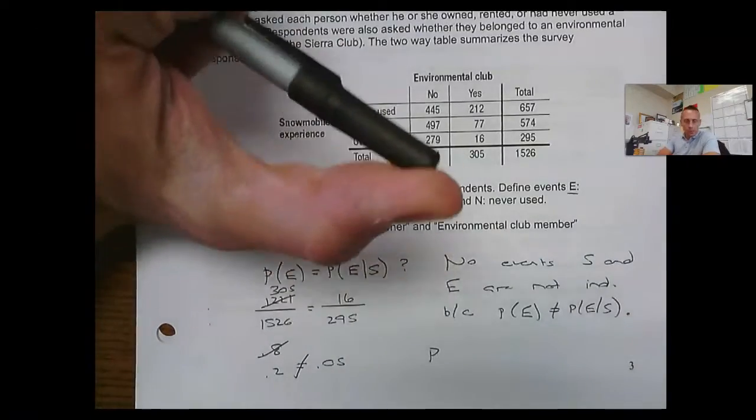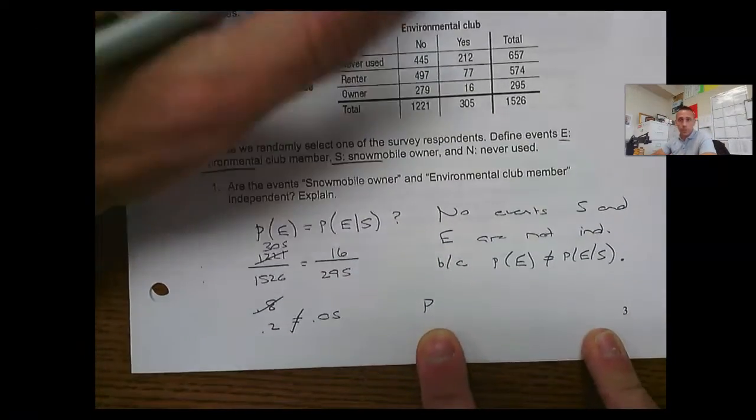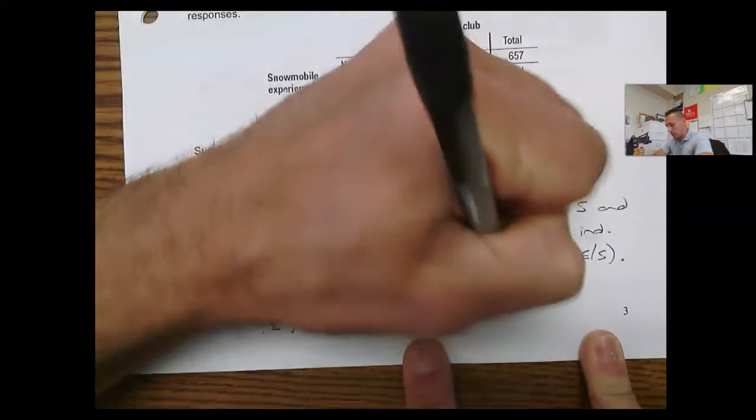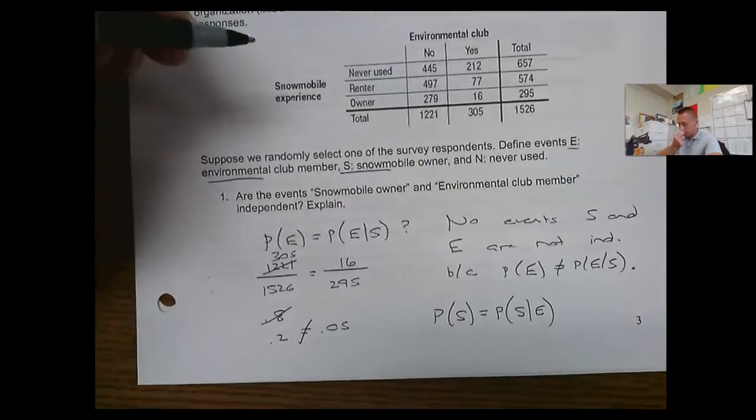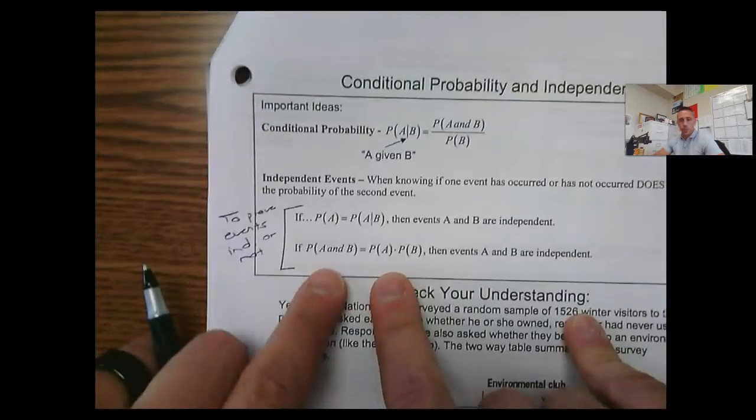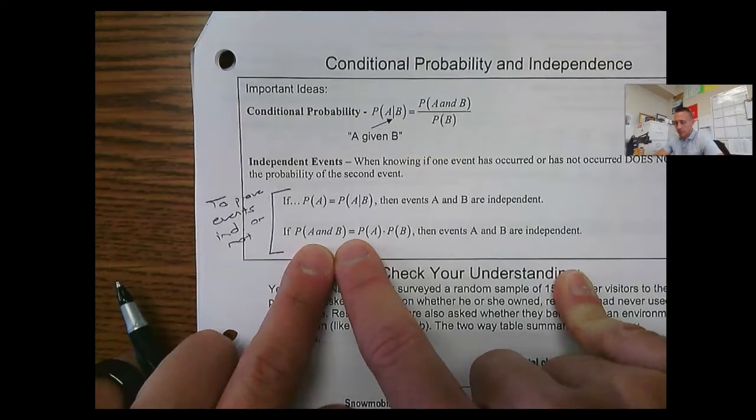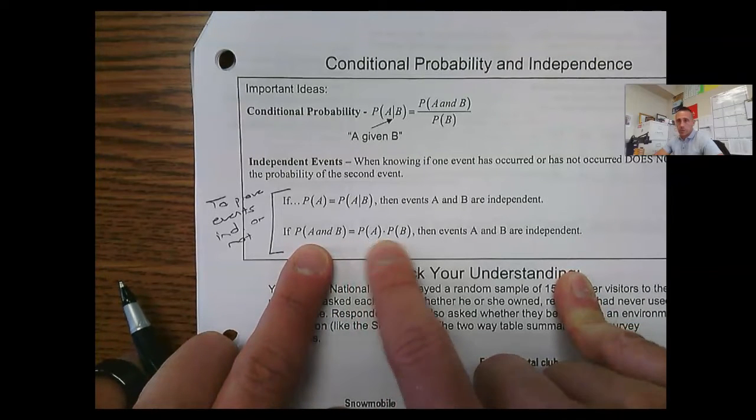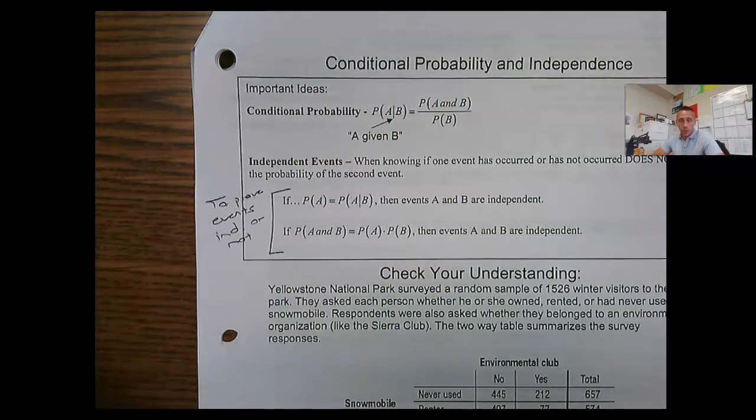Sorry to cut that last video a little bit short, but I was starting to say there's a lot of different ways you could have set this up to test for independence. You could have done probability snowmobile owner equals probability snowmobile owner given environmental club member. You could have used one of these formulas, the probability of snowmobile owner and environmental club equals the probability of snowmobile owner times the probability of environmental club. Any one of those three ways would have worked.